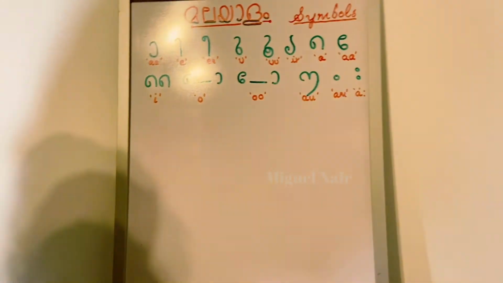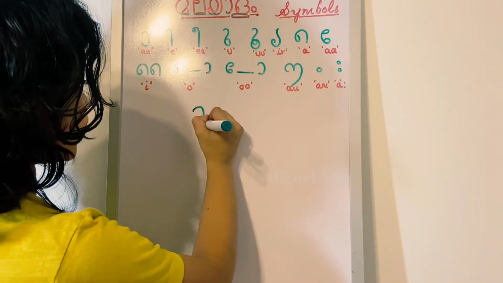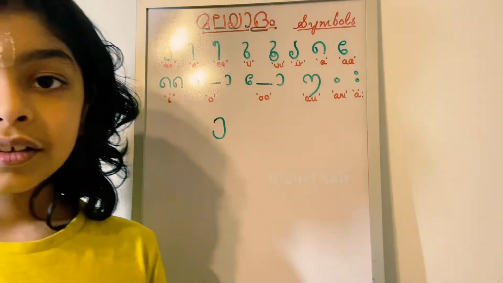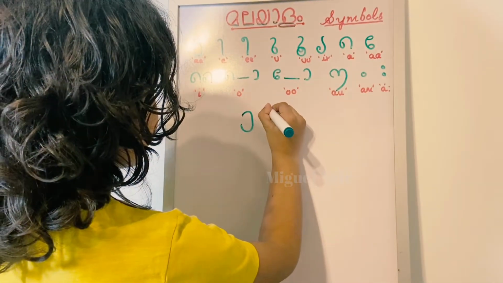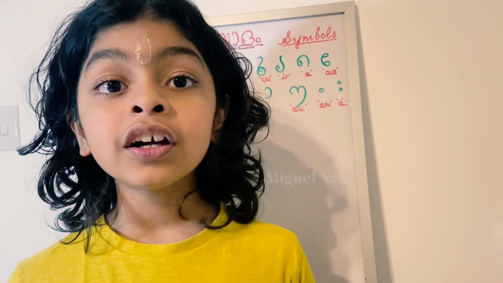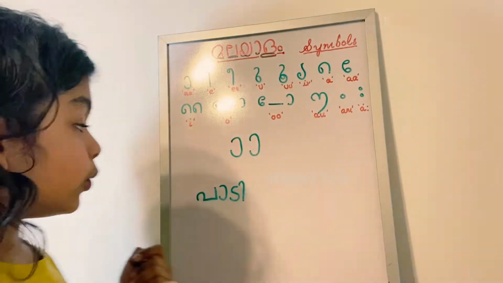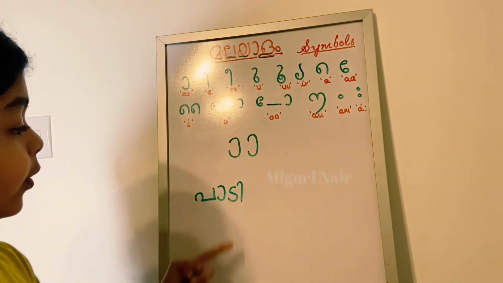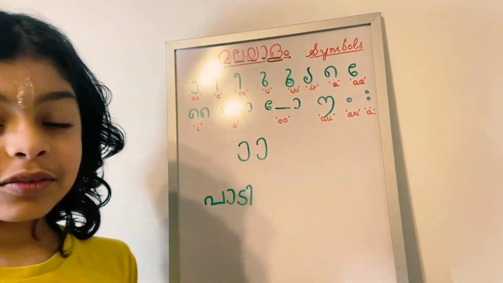First up is ah. Ah is a backwards C. Would you like me to do it again? Okay. When do you use R? For example, you use R in the word party, which means sang. So, as you can see, we have used two symbols in the word party. R and E. Talking about E, let's move on to the next letter.